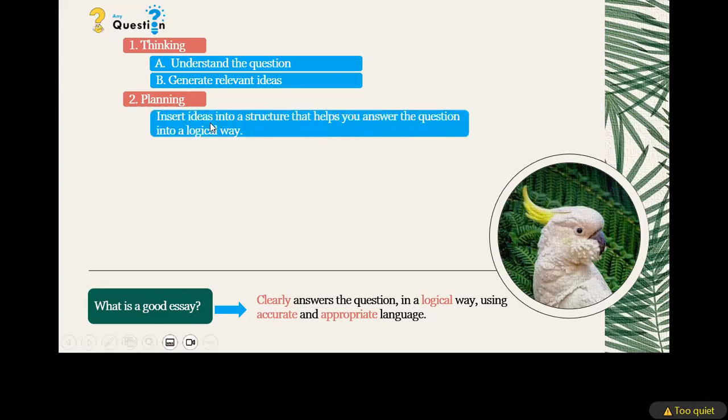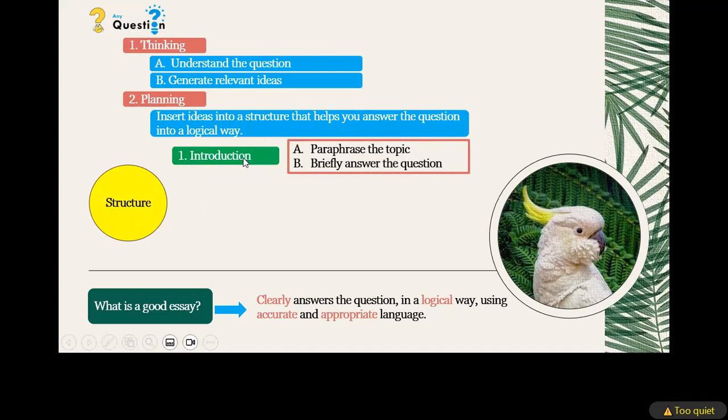And then what do I need to do here? I need to insert my ideas into a structure that helps me answer the question in a logical way. So now the generic structure is this one. We should write the introduction. This is number one. What can we do in the introduction? We have to do two things. Number one, I need to paraphrase the topic.